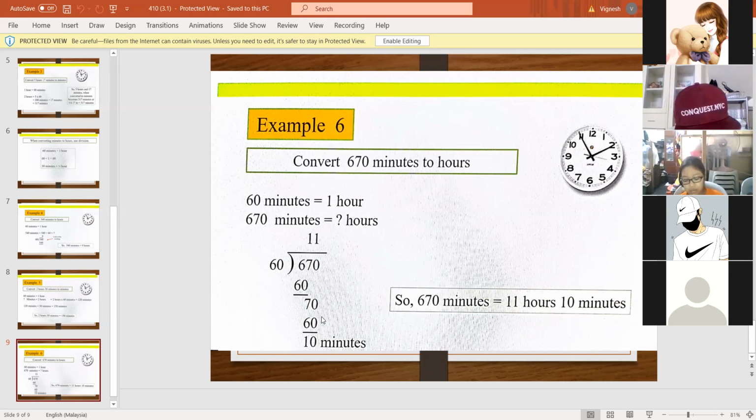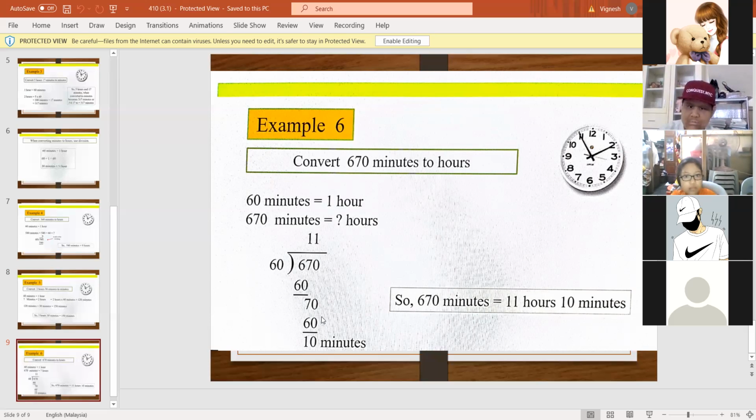Multiply. Divide. Very good. Divide. Hours to minutes, multiply. But minutes to hours, divide. Very good. So 670 minutes, you are converting the minutes into hours. As I said earlier, 60 minutes is equal to 1 hour, right? So now 670 minutes, if you're converting into hours.